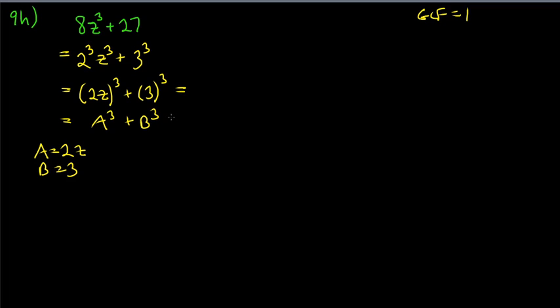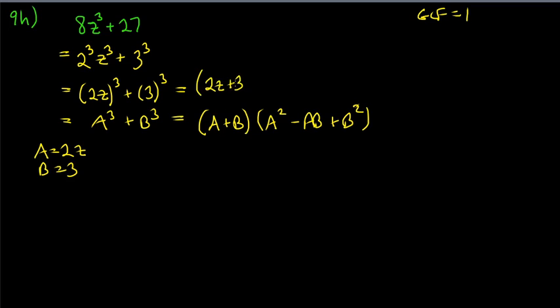Okay, so in order to factor this, we have to know how to factor a cubed plus b cubed. Just to remind you, it's a plus b times a squared minus AB plus B squared. I know that's hard to remember, but you got to remember it. Right? All right, now just plug in A. A is 2z, B is 3.